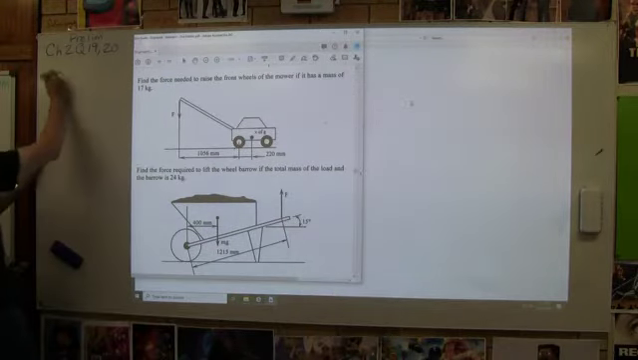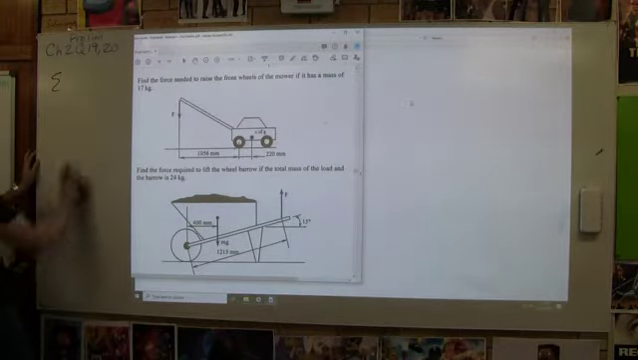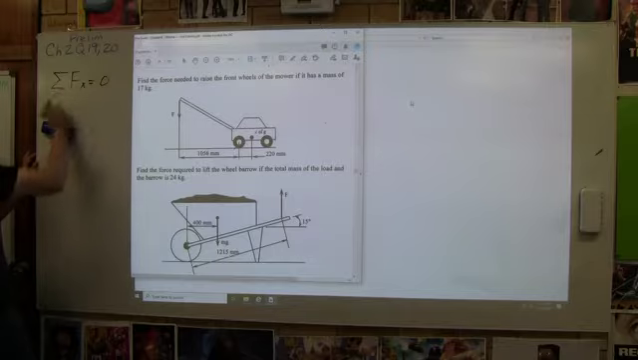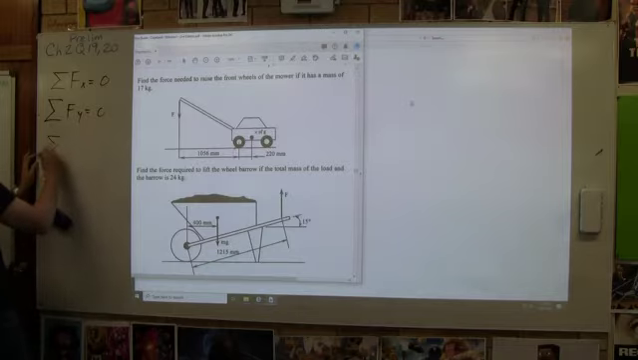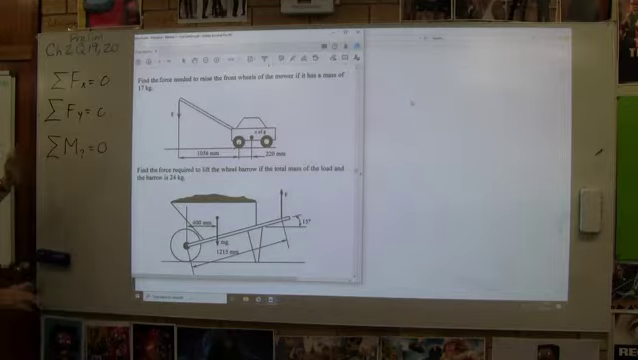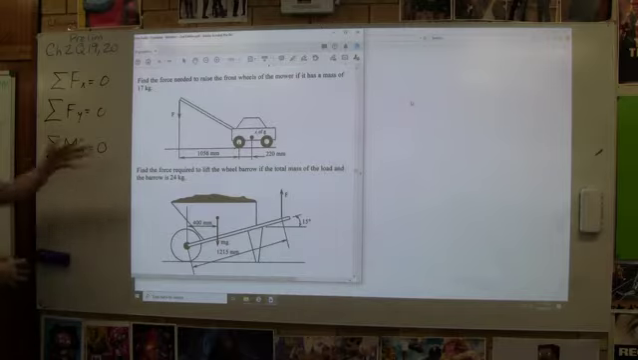We know that this is a sigma. I'm going to write that out clearly. Sigma forces in the x direction equals 0. Sigma forces in the y direction equals 0, and then what we need to use to solve this one is the sum of the moments from any spot equals 0. Now this is true for any system that's in equilibrium, so structures, wheelbarrows, whatever it is, typically we're going to be finding things that are in equilibrium.